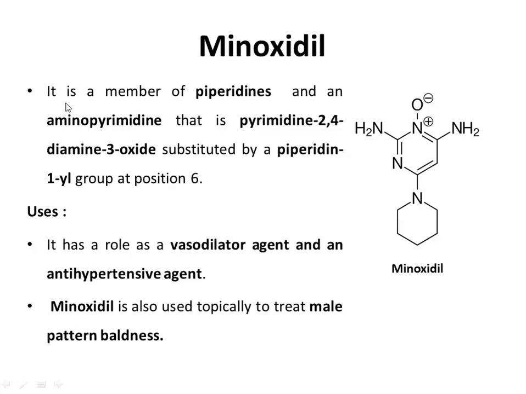Minoxidil. Minoxidil is a member of piperidines and aminopyridines that contain pyridine-2,4-diamine 3-oxide substituted by piperidine at the 6th position. Numbering starts from this position: 1, 2, 3, 4, 5 and 6. That means at 2 and 4 diamine is present, at the 3rd position oxide is present, and on the 6th position piperidine is present.